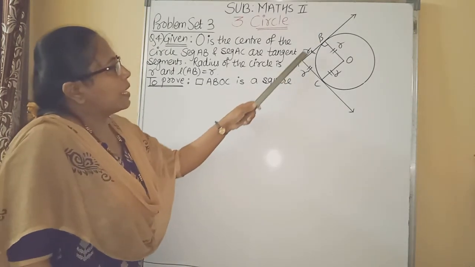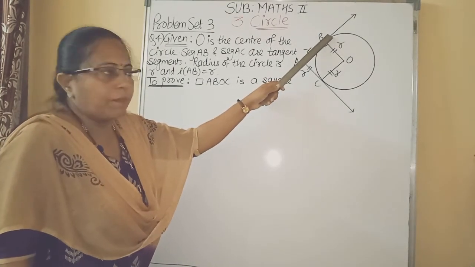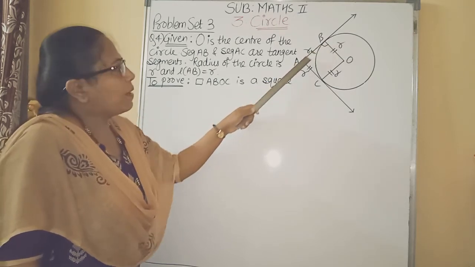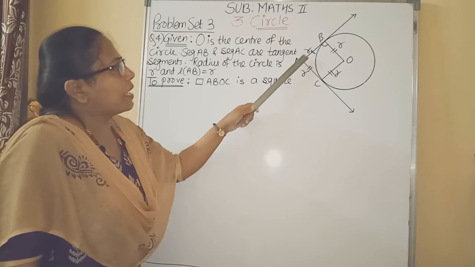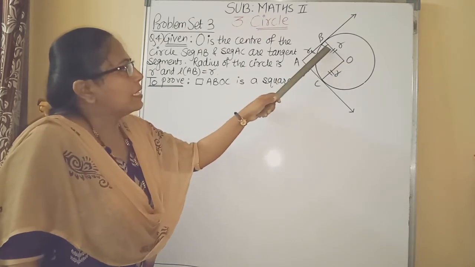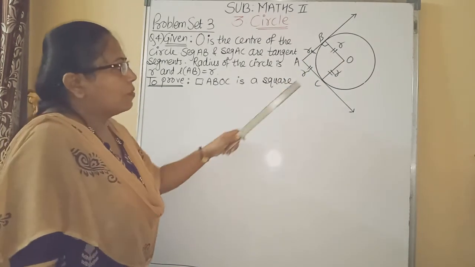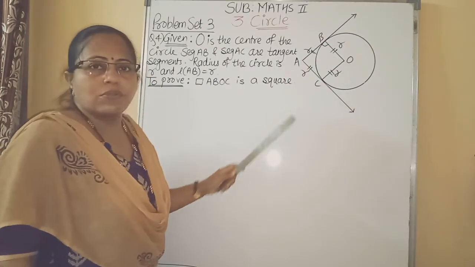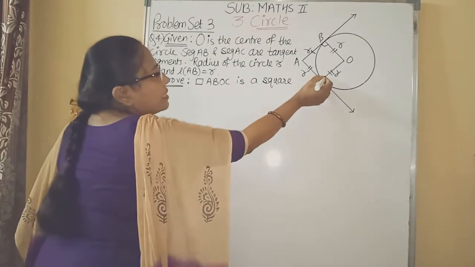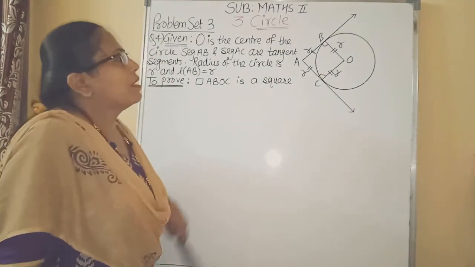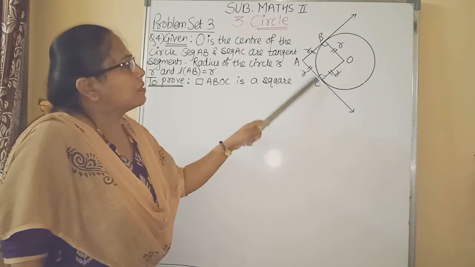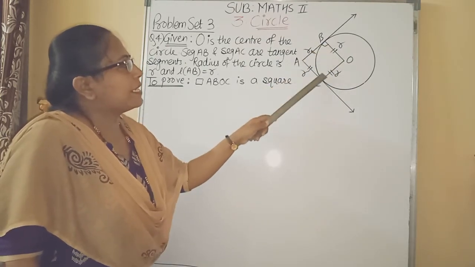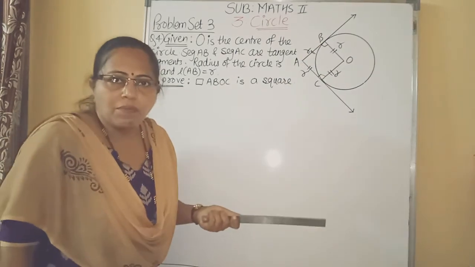Now, in this rhombus, angle ABO is 90 degrees. Why? Because AB is the tangent segment and OB is the radius drawn from the point of contact. So by the tangent theorem, angle ABO is 90 degrees. Angle ACO is also 90 degrees because AC is a tangent segment. Now in this rhombus, opposite angles we got 90 degrees, 90 degrees.